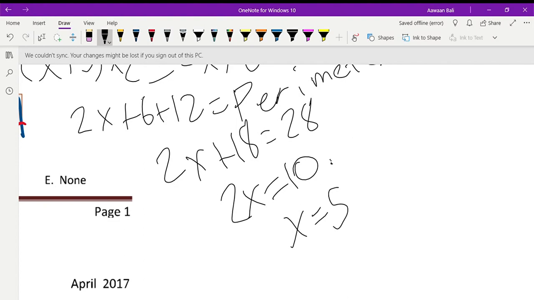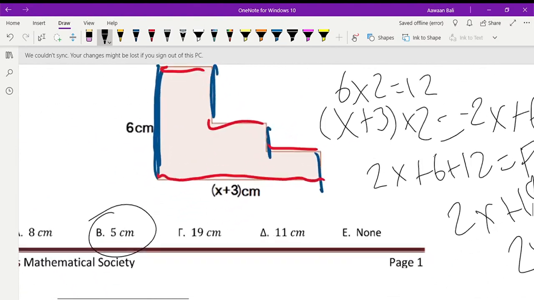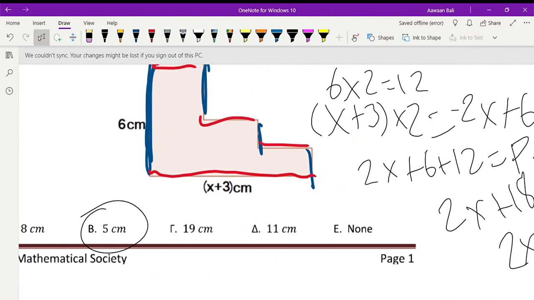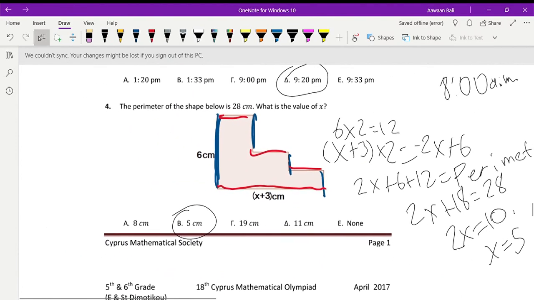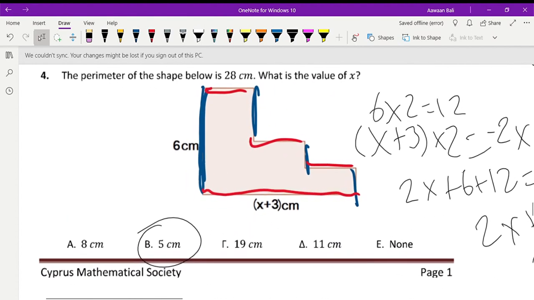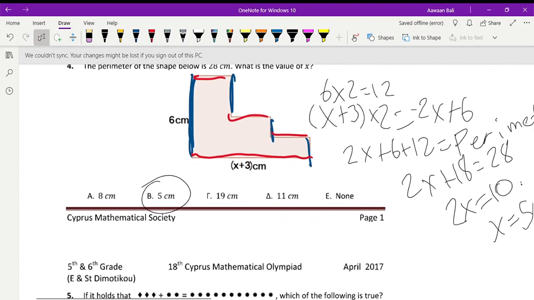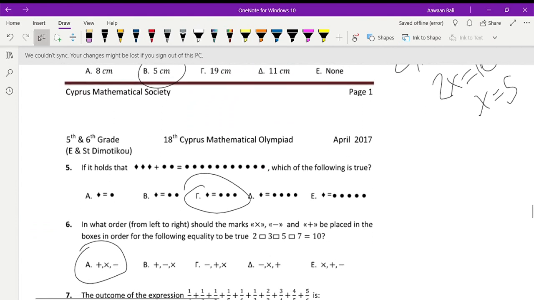X is 5, which means that when we have x plus 3, basically we find the value of x directly, which is 5. And if you want to check it, you have 6 times 2, 12, and 5 plus 3 is 8. So 8 times 2, 16. 16 plus 12, 28. So therefore, the answer is Vita, 5 centimeters.